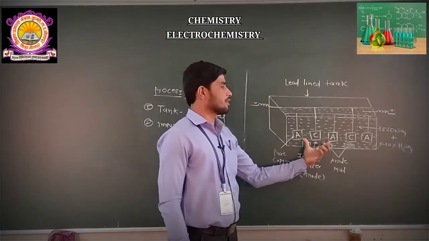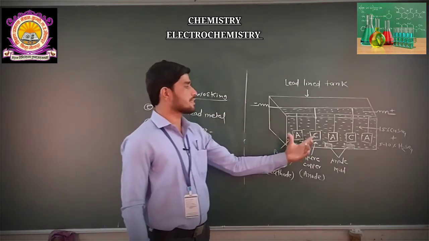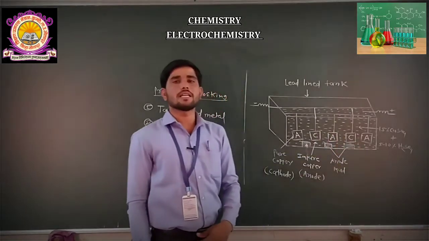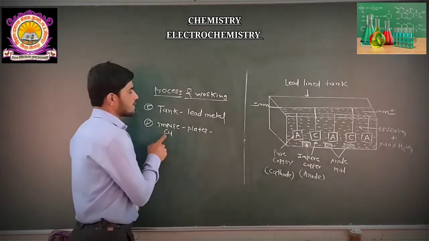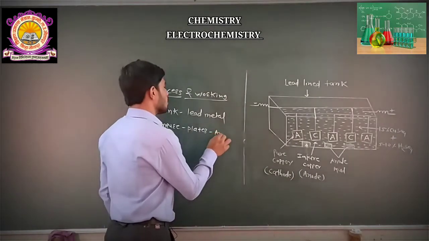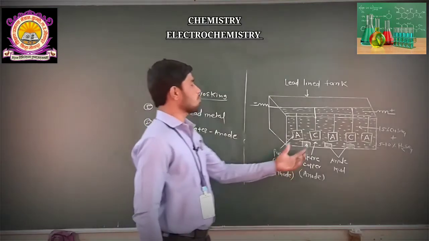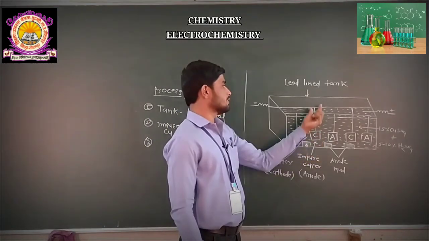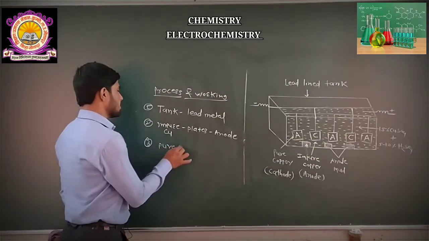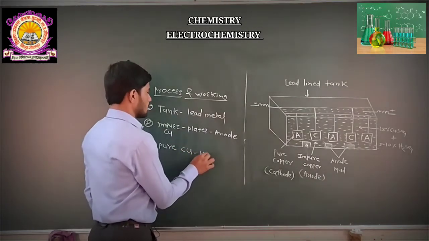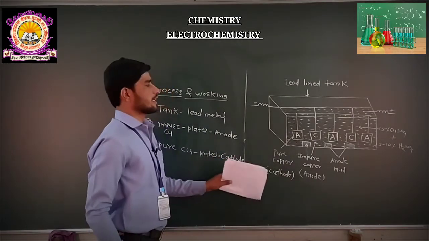In this lead-lined tank we see some plates, and those plates are suspended at the same distance. Those plates we call impure copper, and in this process the impure copper is called the anode. Now in between these impure copper plates, other large plates are present, and those plates are pure copper. That pure copper plate is called the cathode.